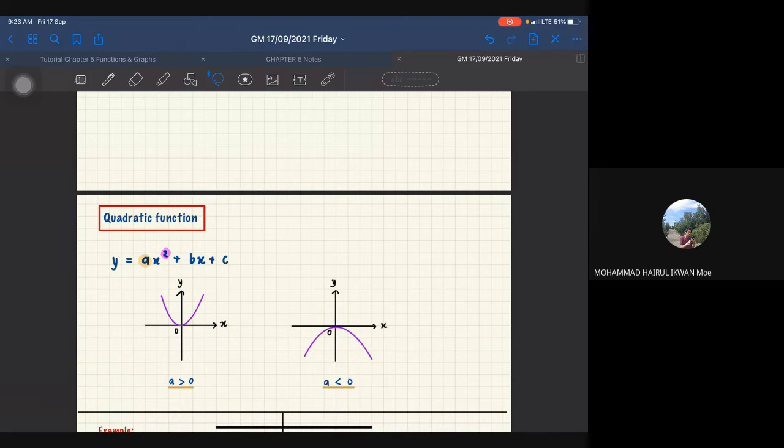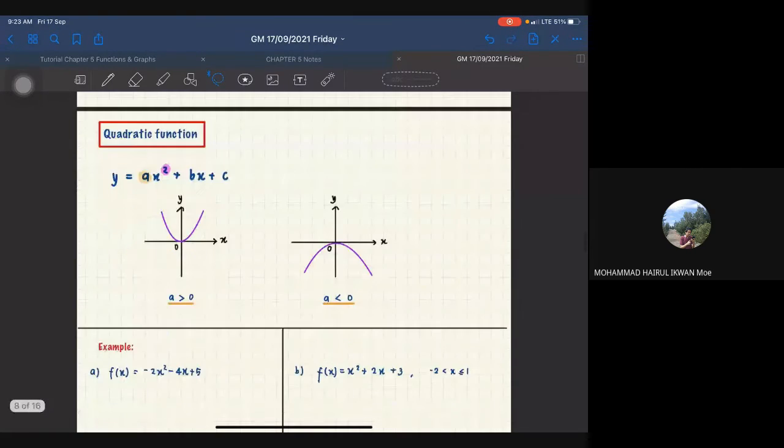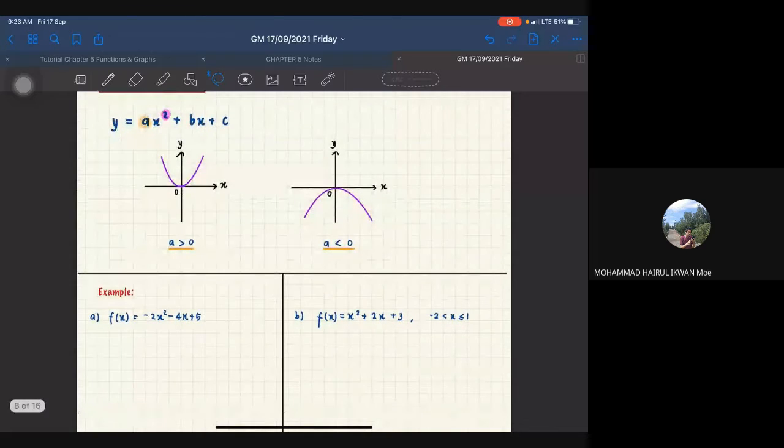Okay, so these are the two basic shapes of quadratic function. So awak kena familiar dengan dua bentuk ni. So kalau dia positif, dia akan senyum. Kalau dia negatif, dia akan masam. Okay, itu sahaja. Alright, so jom kita try tengok macam mana kita nak cari, macam mana kita nak lukis dia punya graph and also macam mana kita nak cari dia punya domain and also range dia.